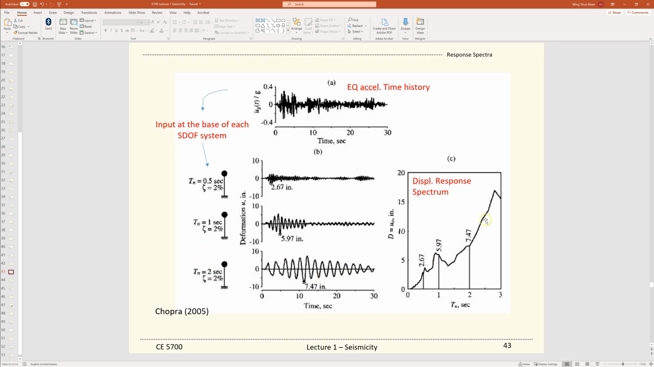We repeat the same procedure one more time here, and we got another response displacement of 7.47 inches. This is our third data point, and so forth and so on. At different natural periods we get different displacement responses, and that gives us the displacement response spectrum. So this can be measured experimentally.